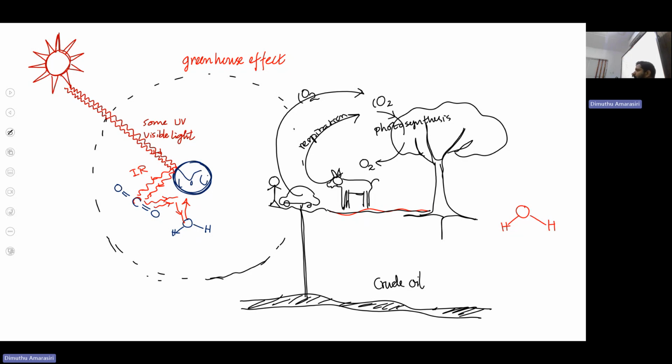We don't have such an irrigation system to get rid of that water. So that's because of climate change.